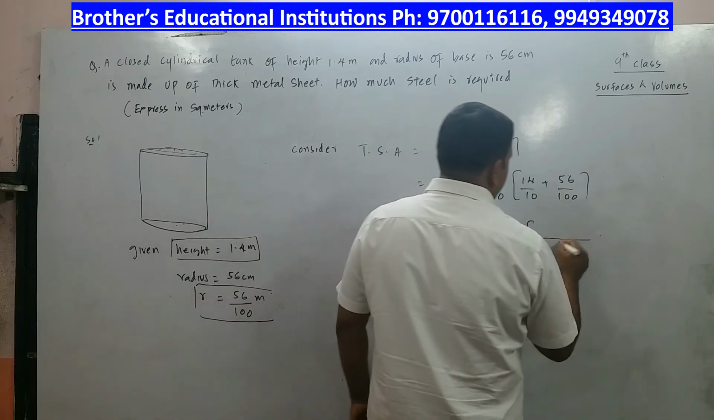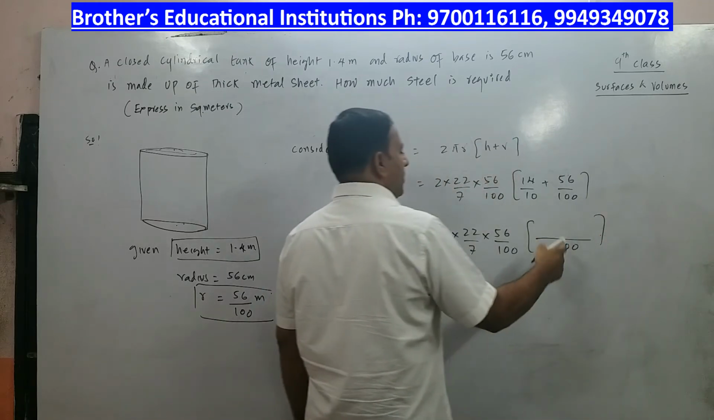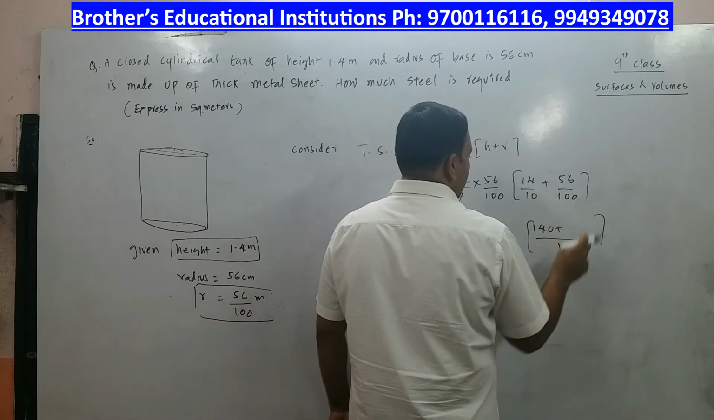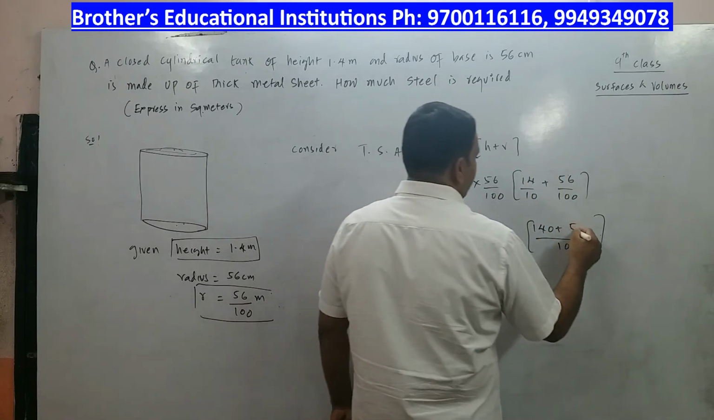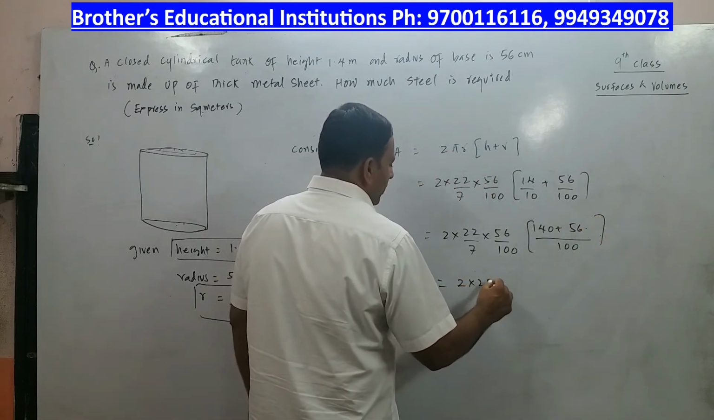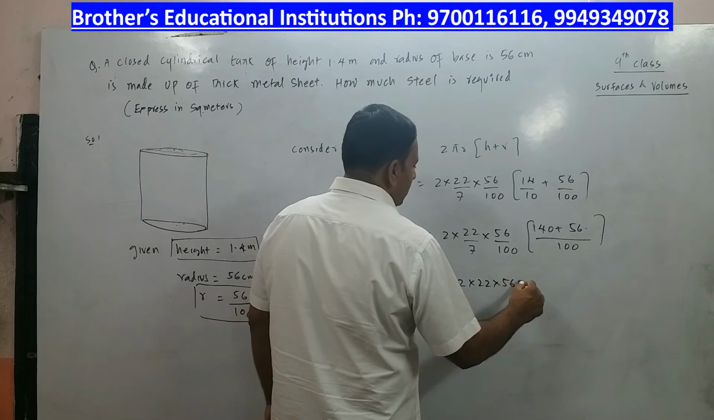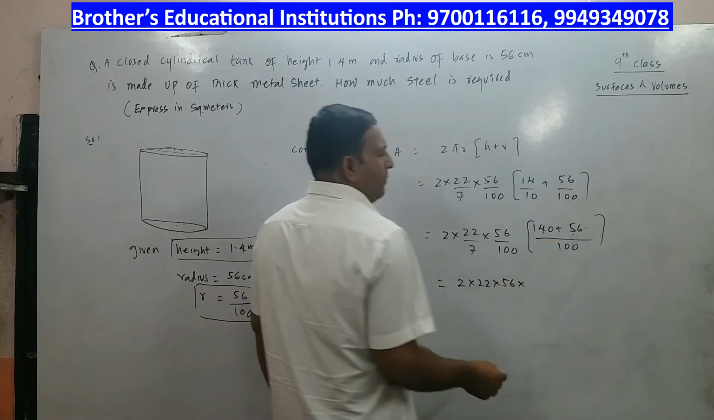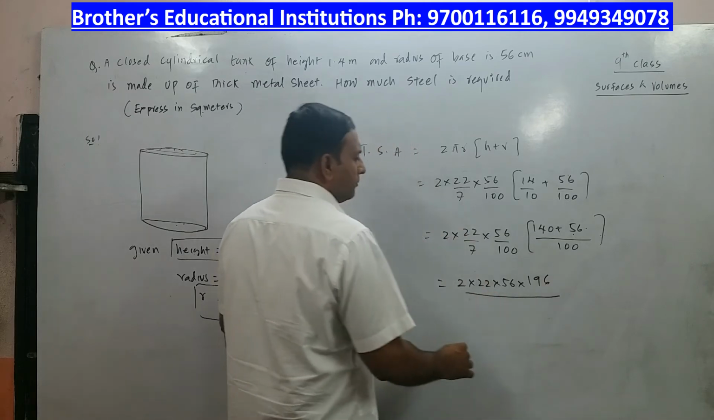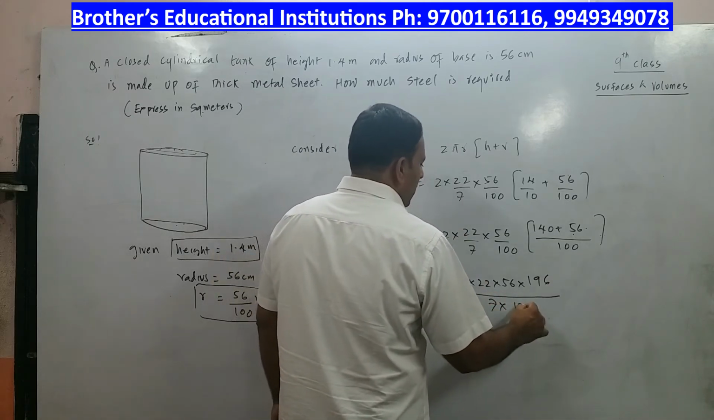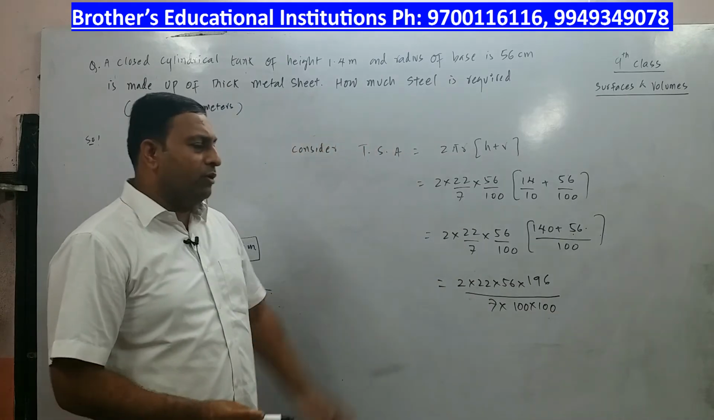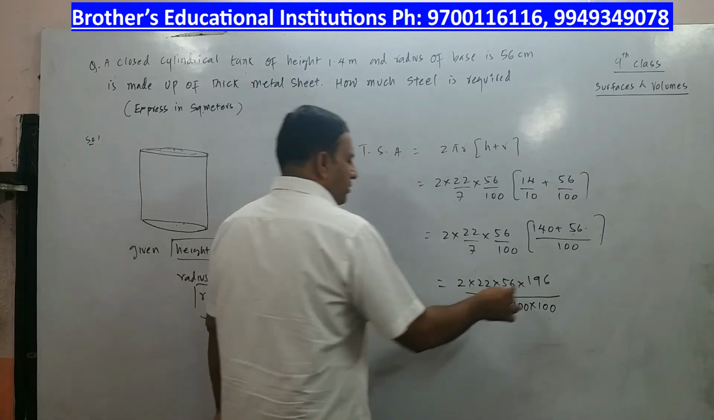Now what is the LCM? LCM is 100. 10 goes how many times? 10 times. 10 into 14 is 140. 100 goes how many times? 1 time. 1 into 56 is what? 56. Now I will write this as 2 into 22 into 56 into 140 plus 56 will be 196, by 7 into 100 into 100. So whenever you get 100, children, don't disturb it. You try to use those zeros at the end stage. Now see if you can divide.